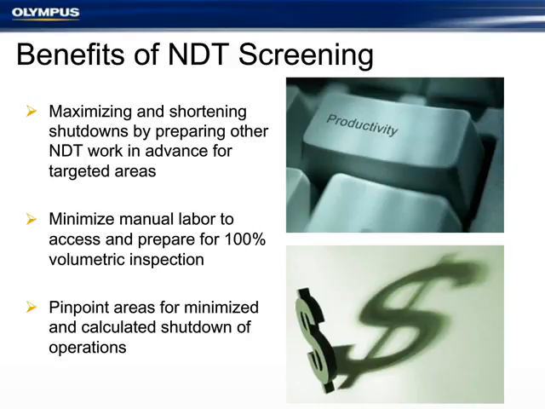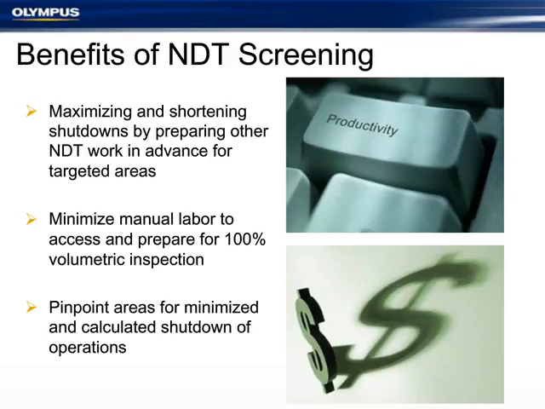Minimize manual labor. So again, we can shoot areas where coatings are present, not have to put up scaffolding, not have to remove 100% of the coating, and get a general screening and quantification of how the health of our pipeline is. And then we normally pinpoint those areas, and we can do much better planning for NDT as far as what needs to be done.